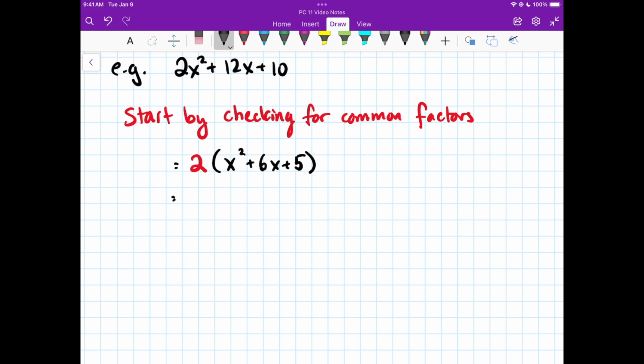So multiplying to 5, adding to 6, there's really only one thing that does multiply to 5. It's 5 and 1, and that does get us 6. So this is going to get us 2 times x without the square, x plus 5, and x plus 1. Don't lose your 2. Don't lose your common factor. It stays out front. We're going to need that for doing other things, both in this unit and later on.